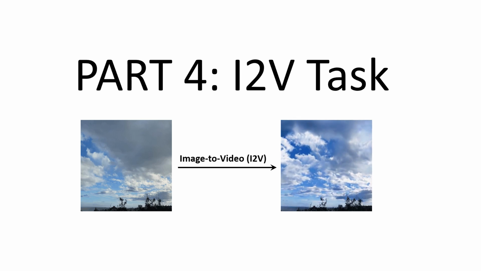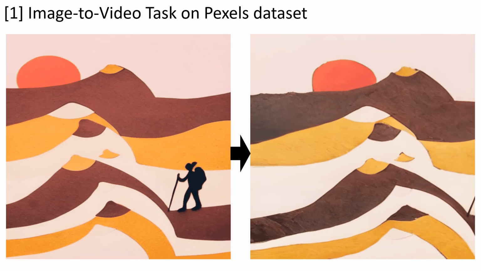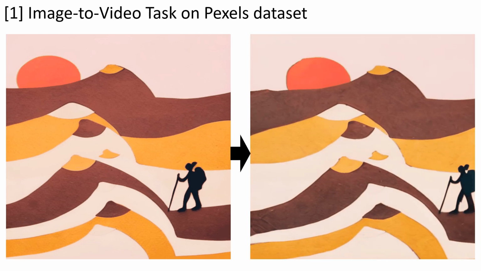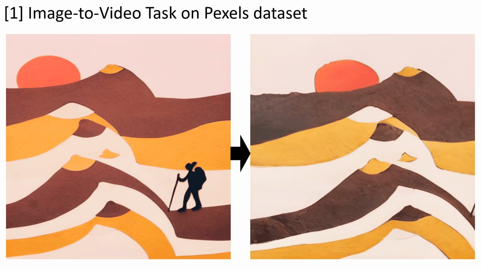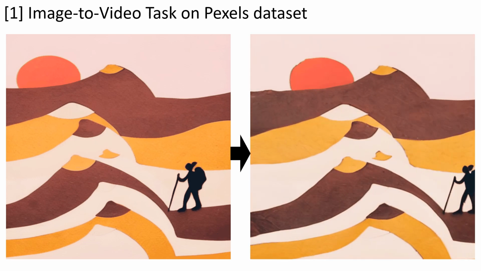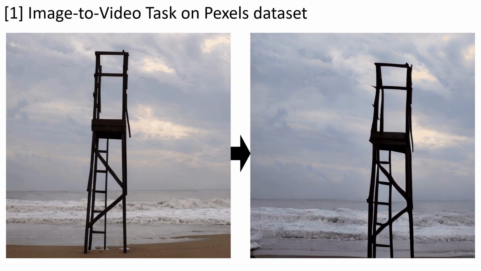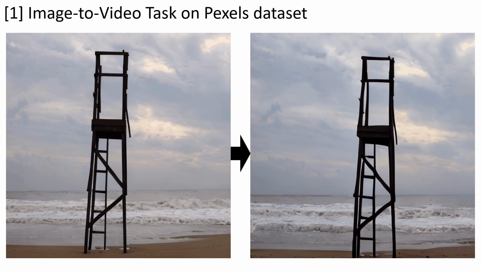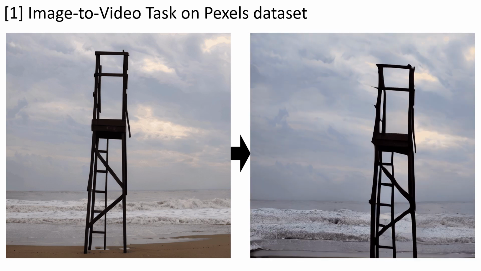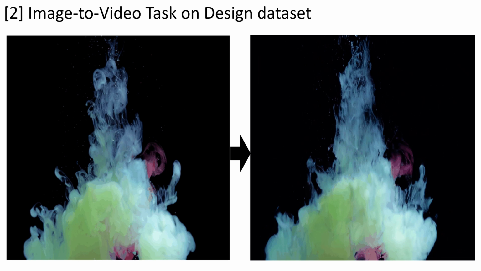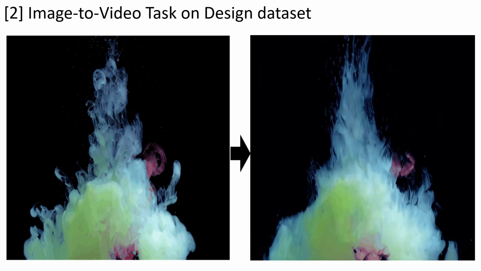Here comes the image to video task. Input the left image, and Neural Infinity successfully animates it. So this is the result with 18 frames, and you can see it moves very smoothly. It can not only generate the waves, but also the camera movements. Here is another example which generates an abstract video.